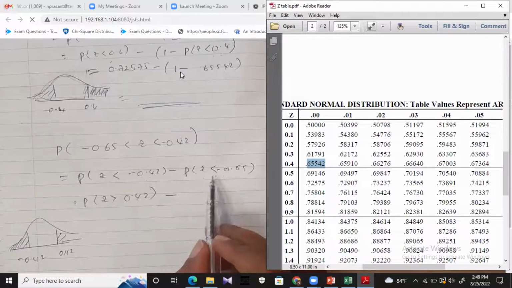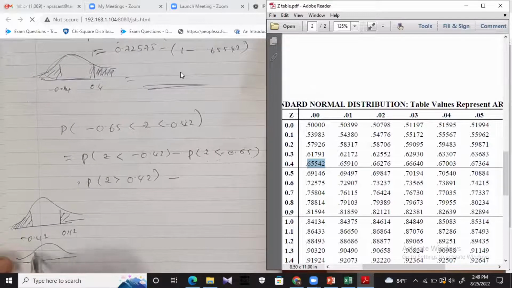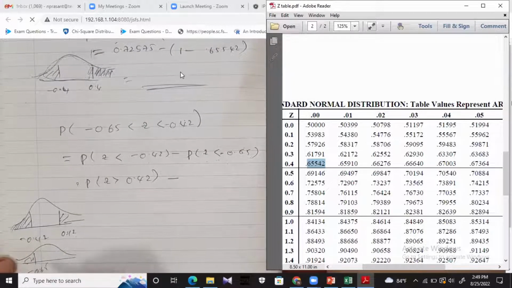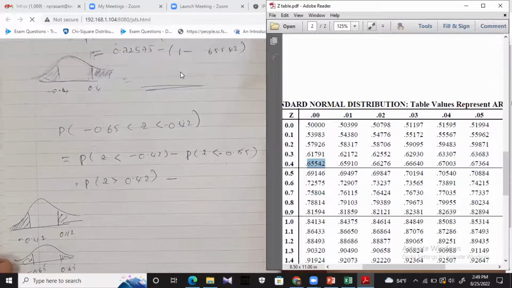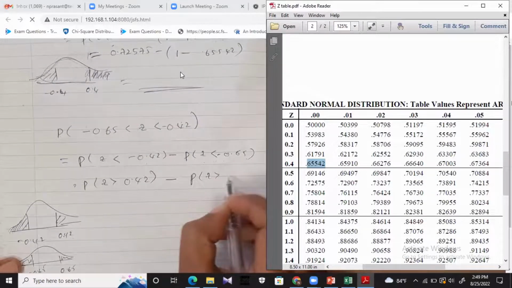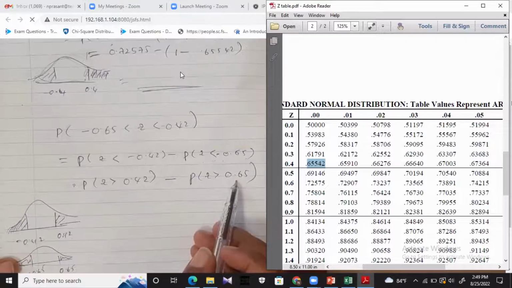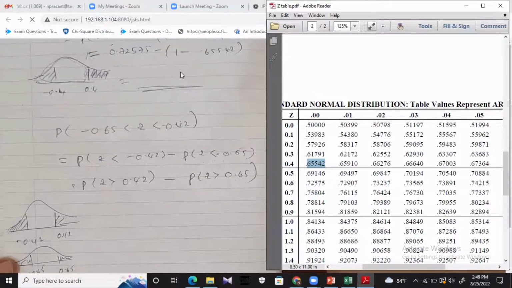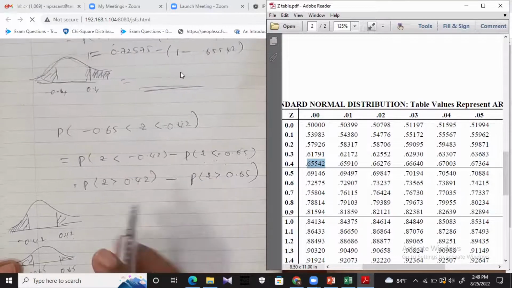Minus, is it less than 0.65 is similar to is it greater than 0.65, positive 0.65. Now we have converted our negative values into positive. Still, there's a problem. Why? We can't read these two probabilities from the table directly, since it has less than type probabilities. Here we have greater than type, no. So we need to convert this into less than type like this.